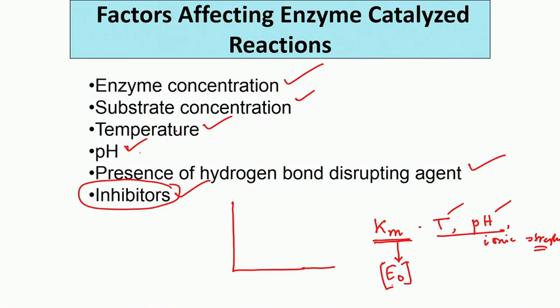Because Km can be defined as the concentration to reach half of the Vmax. Okay. So, suppose I have a particular enzyme concentration E1, where this is the graph. So, this is the Vmax, and half Vmax is this. This is half Vmax. So, that means the Km is this.